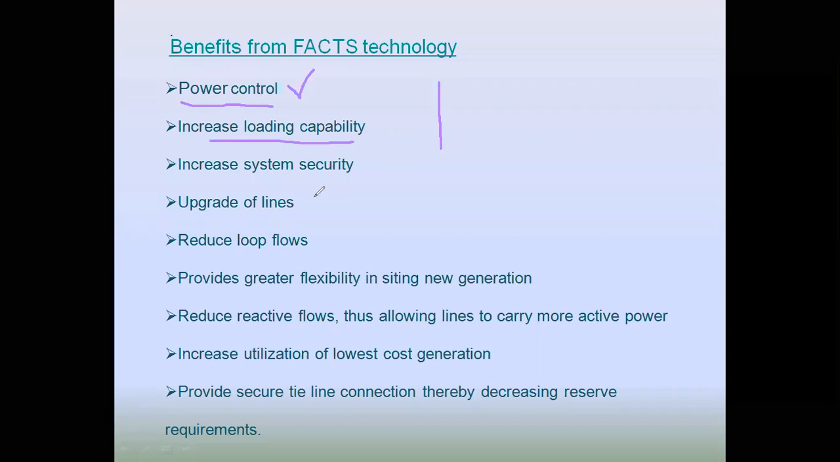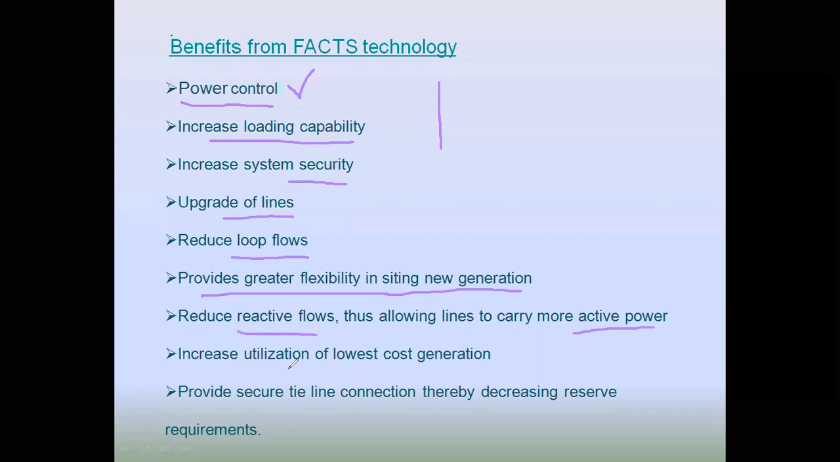Then the security of the system increases, upgradation of lines is possible, and loop flows are reduced. Since we use the existing transmission capacity and lines, siting of new generation becomes flexible. You can place generation at any point, so even renewable energy technologies have advantages, because you can increase the transmission loading capacity and the power flows. The reactive power flows are reduced, so active power flow through the transmission line increases.